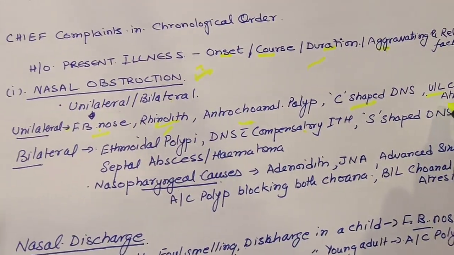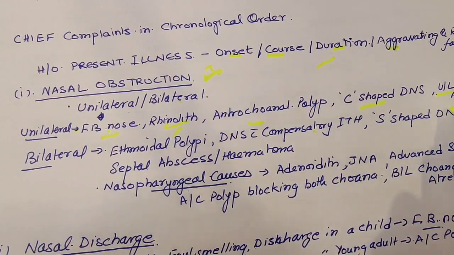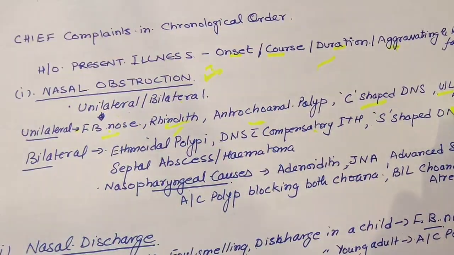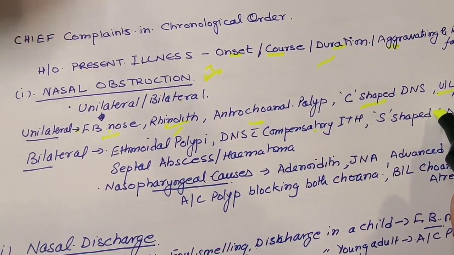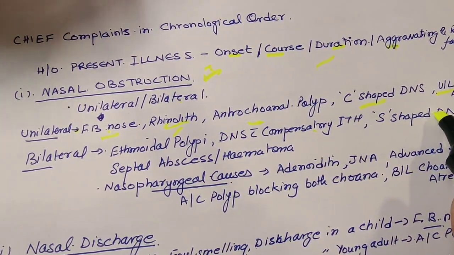So the patient will give you a characteristic history that one side of the nose is blocked and the other side the patient feels okay to breathe with.